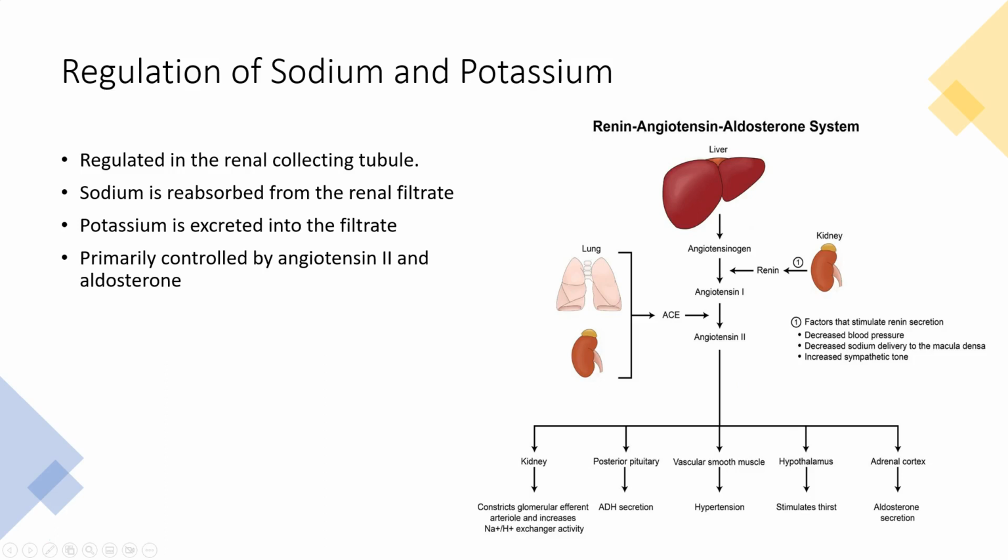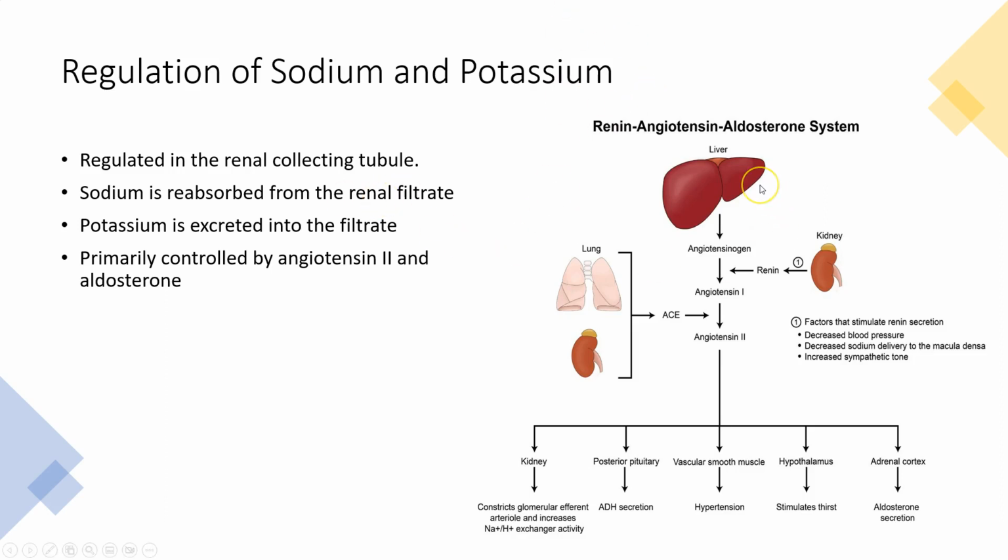We're going to look at regulation of a few of our key electrolytes. So we're going to start with the renin-angiotensin-aldosterone system. This system can regulate our sodium and our potassium. Sodium and potassium are regulated in the collecting tubule of the kidney. Sodium is reabsorbed by the kidneys, whereas potassium is excreted by the kidneys. And these are primarily controlled by two hormones that are involved in this system, which are angiotensin 2 and aldosterone.